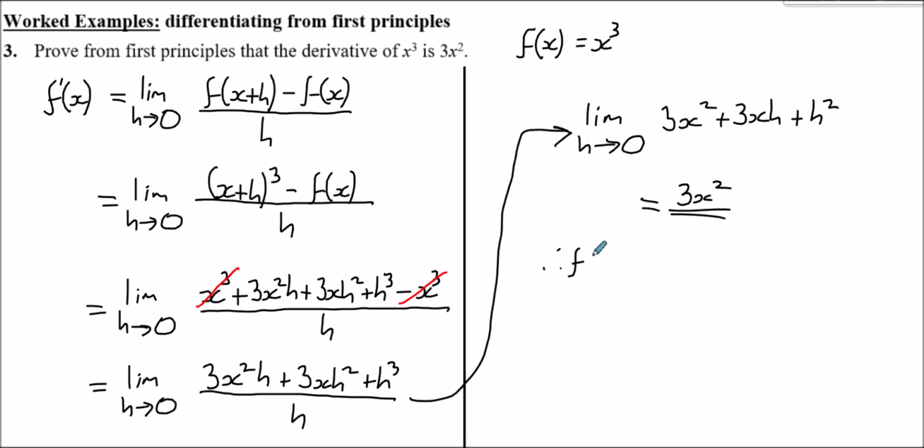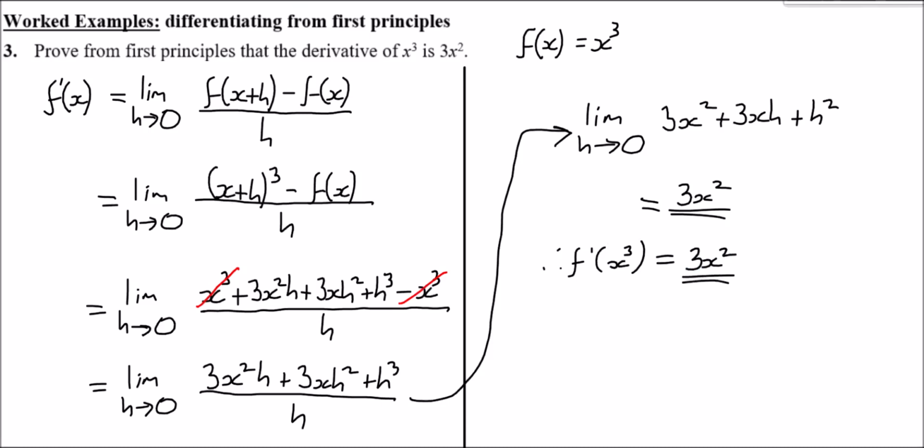Hence, the gradient function of x cubed equals 3x squared. Whoops-a-daisy, that's badly written. Apologies. Give myself a slap on the wrist when this video is done, don't you worry. So f dashed of x cubed is 3x squared.